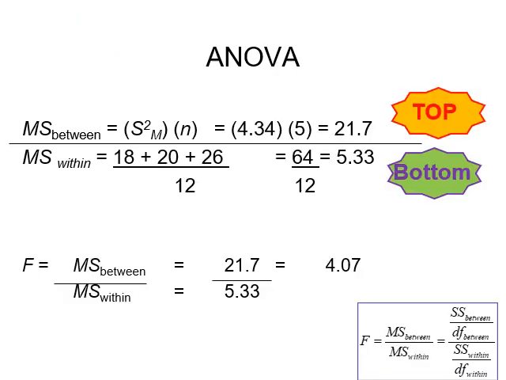So now that we have these two numbers, we just put them together. The top of our equation was 21.7, the bottom was 5.33. So 21.7 divided by 5.33 becomes 4.07. That is our F score. Our F is 4.07. So we have calculated the ANOVA, the omnibus test, that's going to tell us, are there significant meaningful differences between our groups?